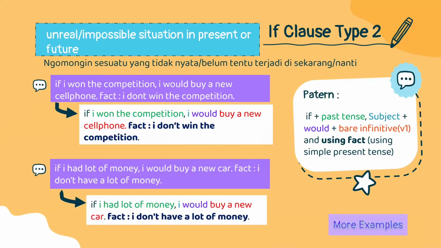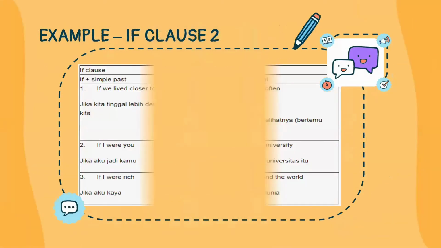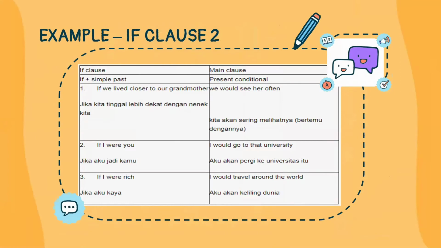If is if, I had a lot of money is past tense. I is subject. Would is would. Buy a new car is bare infinitive verb 1. And using fact, I don't have a lot of money. More examples. If clause, if plus simple past. Main clause, present conditional.